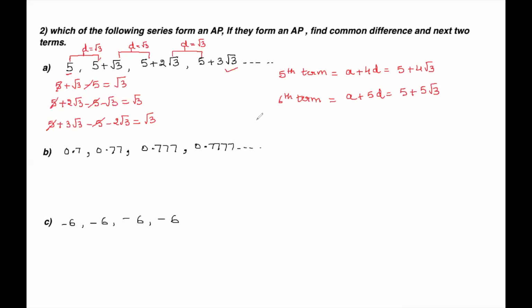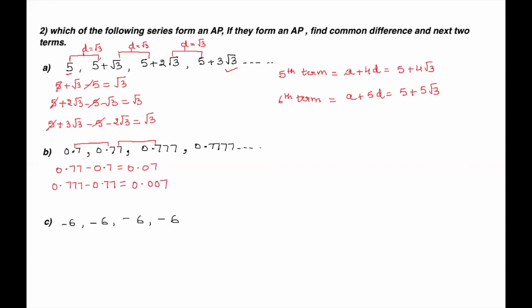In the next part, the series given is 0.7, 0.77, 0.777. We'll do the same process here. We'll evaluate the common difference between the first two terms, that is 0.77 minus 0.7. When we evaluate this, we get the answer as 0.07. So we have got the common difference as 0.07. Now we'll evaluate the common difference between the next two terms, so 0.777 minus 0.77. Now we have got the answer as 0.007.